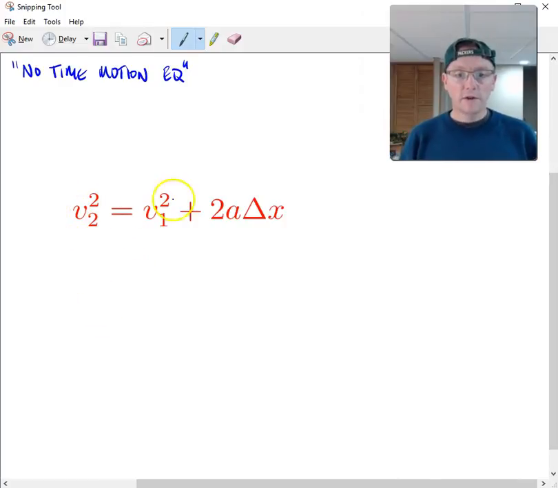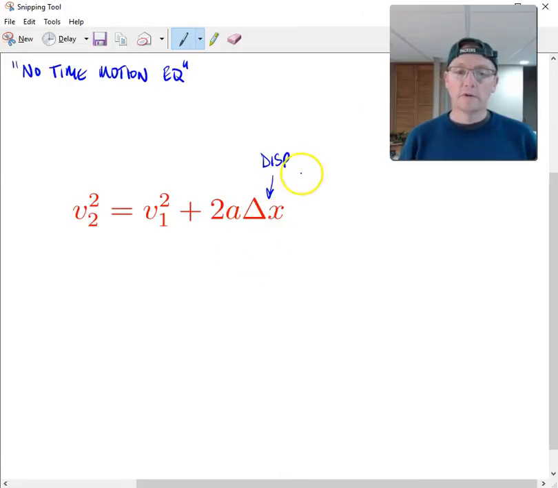I want you to take a look at this equation here and tell me where time is located in that equation. Easy. It's not, right? So no big deal. That's why I call it the no time motion equation. So here's the question. When would you actually use this? Well, there are a number of problems that you'll get that are motion based that will, instead of giving you a time to work with, give you a displacement.